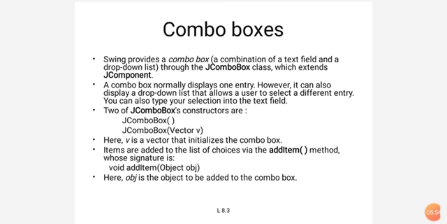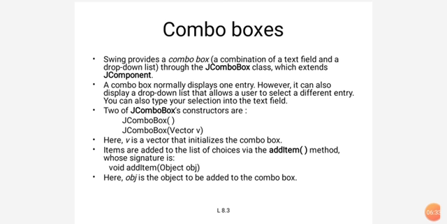To write the code to create this combo type of box, there are constructors. For this JComboBox, two types of constructors are there. One is without any parameters. Simply it will create one combo box which contains the simple text field as well as the drop down list. Another one is the JComboBox with this vector v. Vector v means here we are sending a vector as a parameter. Vector is a collection framework which will store a list of objects, so we are sending it as a parameter here.